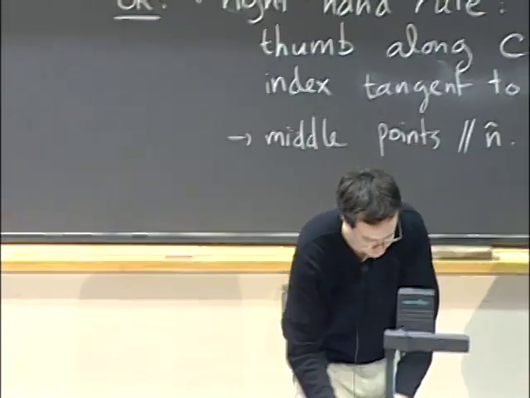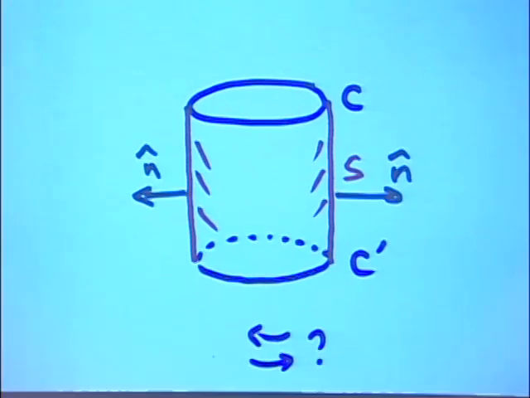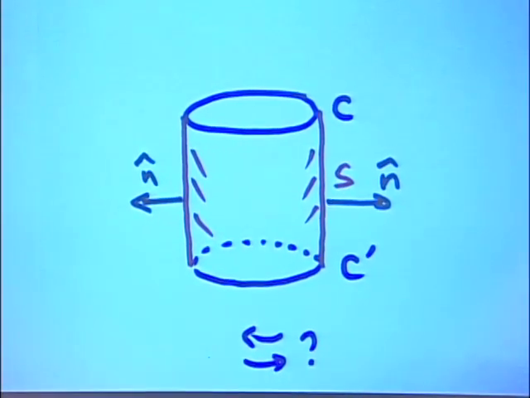Okay, a last one. Let's say that I have a cylinder. Now this guy has two boundary curves, C and C prime. And let's say I want to orient my cylinder so that the normal vector sticks out. How should I choose the orientation of my curves?